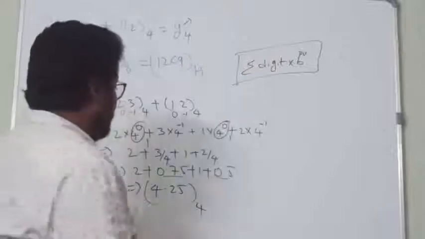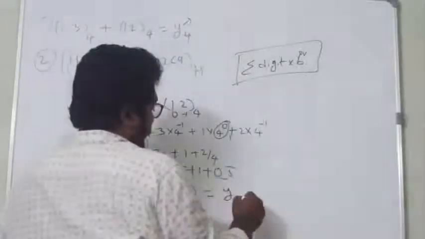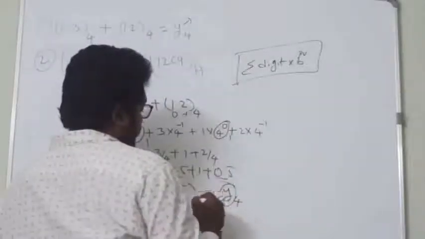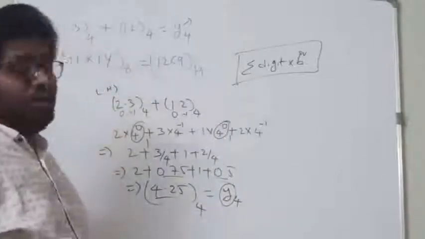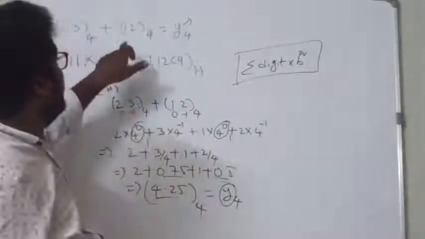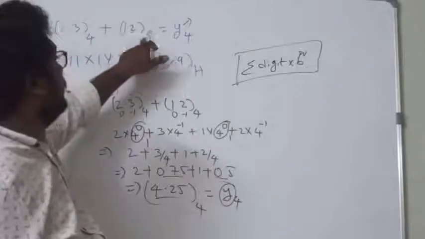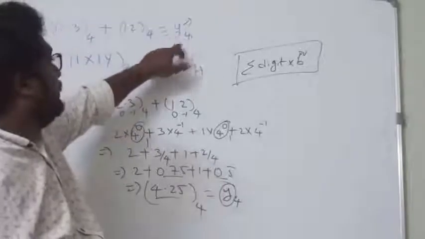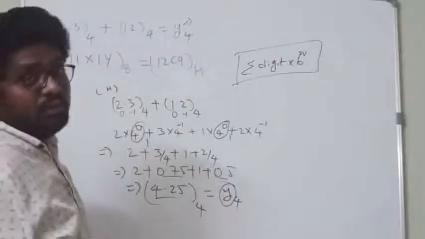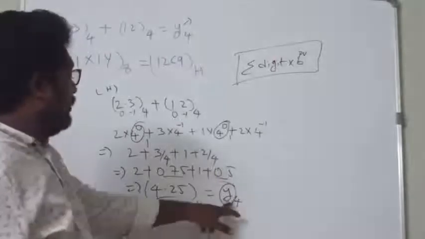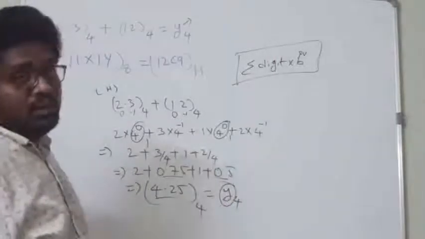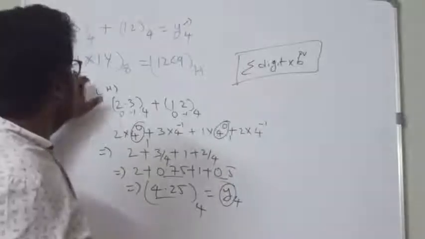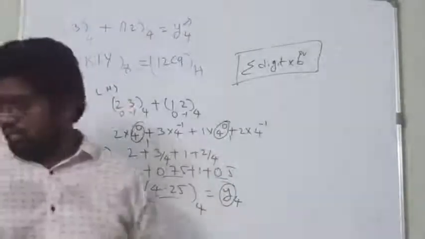So the value for y is equivalent to this. The value for y in the given example: 2.3 to the base 4 plus 1.2 to the base 4 is equivalent to y with base 4. The value for y is 4.25. So now let us take another example.